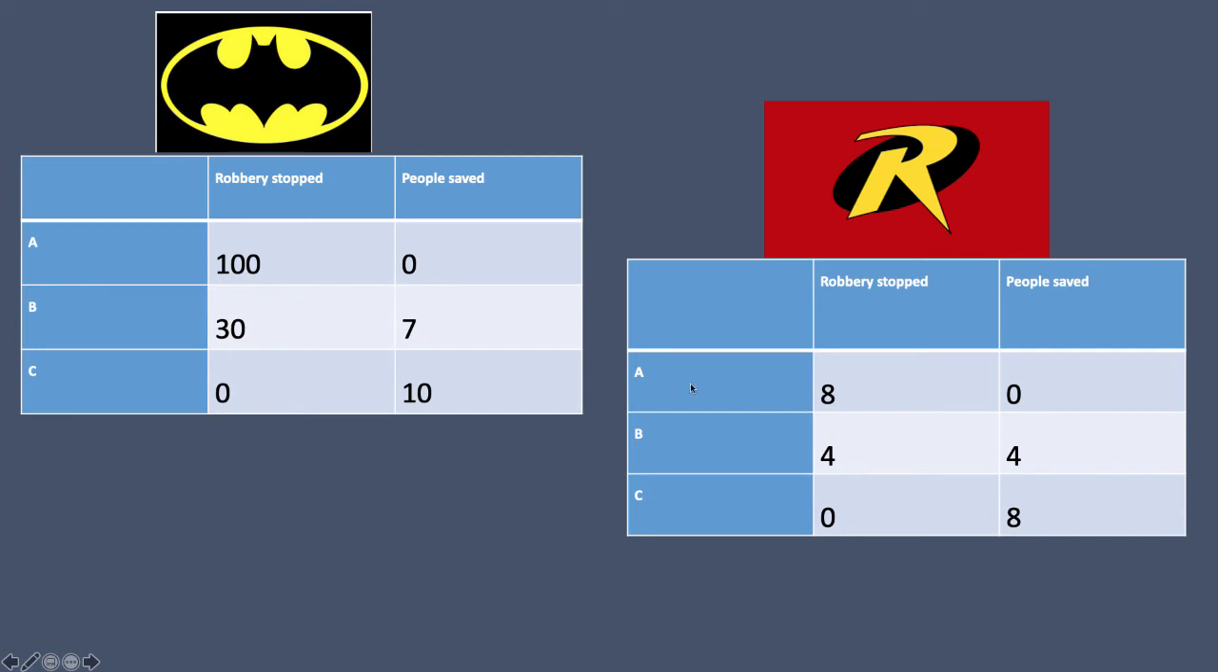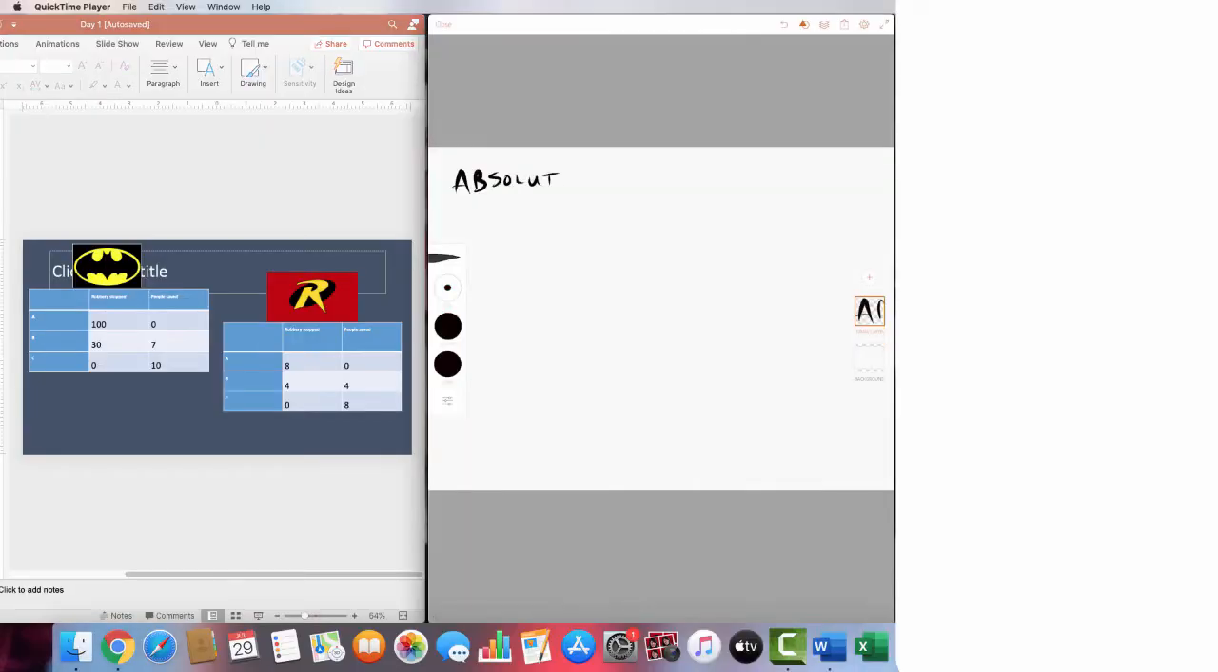Robin's production possibility at option A is he can stop 8 robberies, but he would save no people. If he stops 4 robberies, he can save 4 people. Or if he stops 0 robberies, he can save 8 people. So Batman clearly is better at both crime fighting activities than Robin. In fact, we say that Batman has an absolute advantage in crime fighting because he can do more of it than Robin.